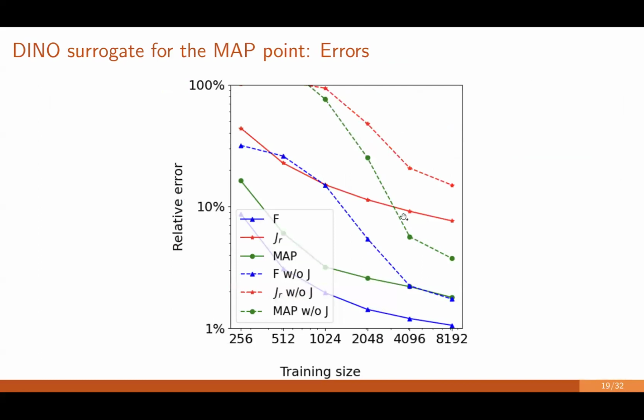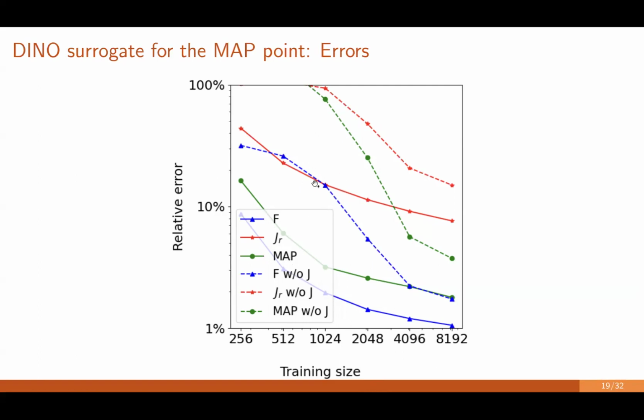Okay, so here's some numerical evidence. Let's say we see one by one. This solid blue line here is the error for the forward map F. With an increasing number of training samples, from about 200 to 1,000, we can see decreasing error of the approximation for our observable, right? But this is constructed with the Jacobian information, or the derivative information.